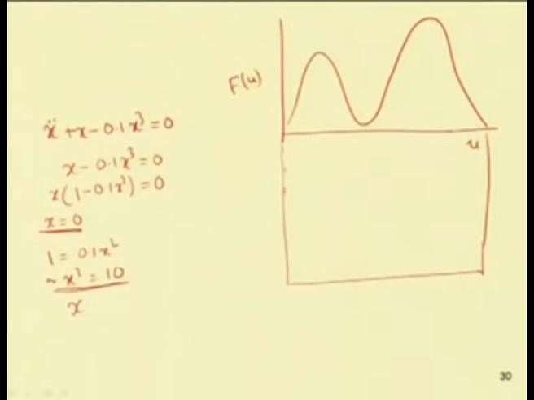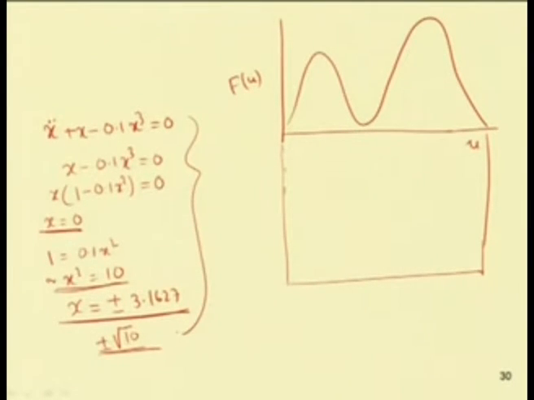So, this gives x equal to plus minus 3.1627, or x equal to plus minus root 10. So, for x equal to plus minus root 10, we can have the equilibrium position. So, these are the 3 equilibrium positions we can obtain from this equation. So, x equal to 0 is known as the trivial solution, and x equal to plus minus root 10 are the non-trivial solutions of the system.